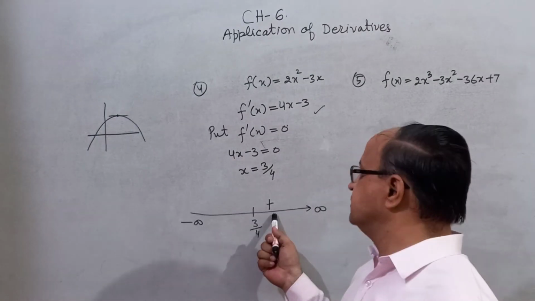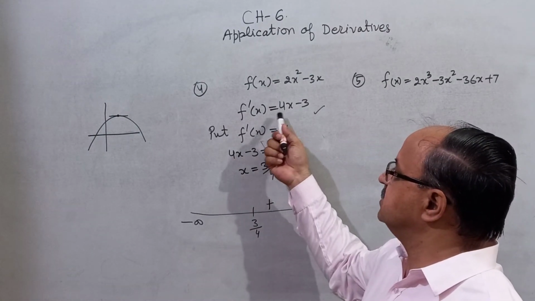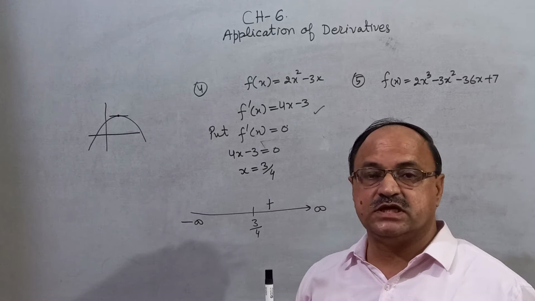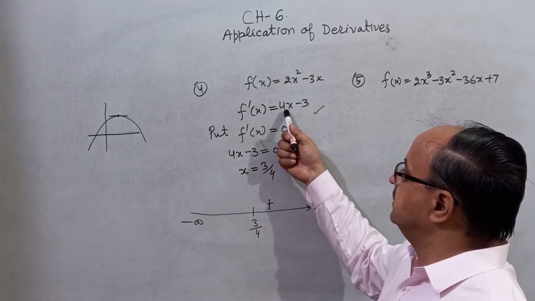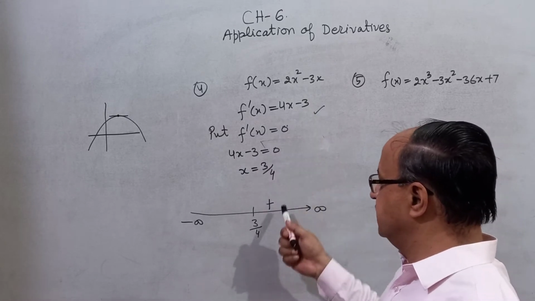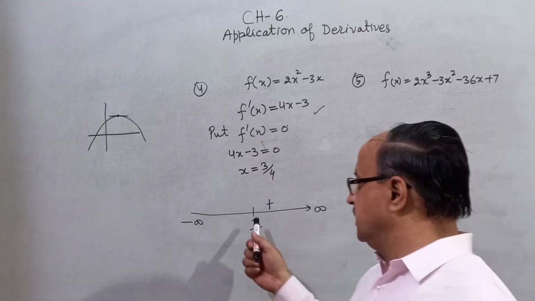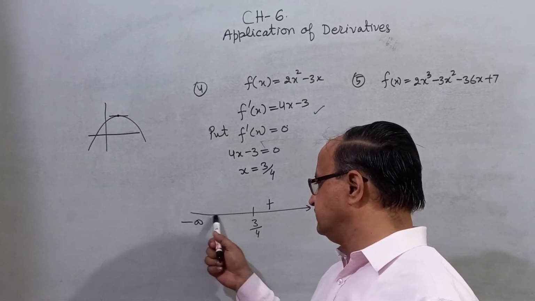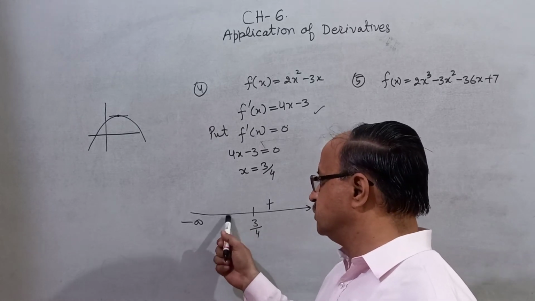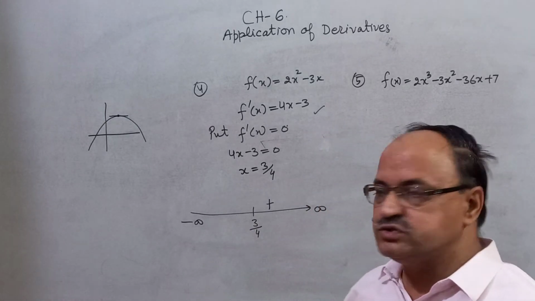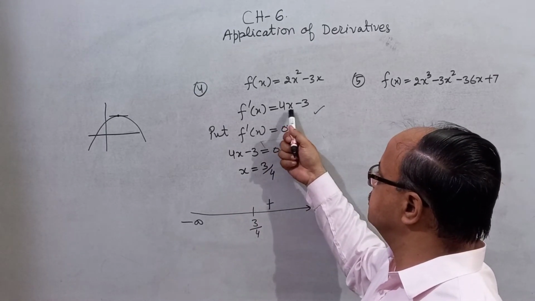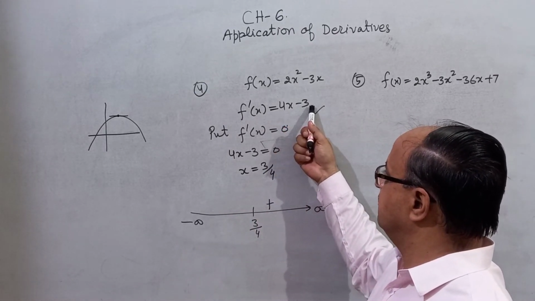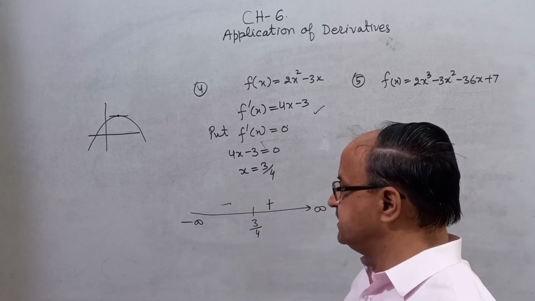If I choose x is equal to 1 and put x is equal to 1 in f dash x, in the simplest form, when you put 1 here, 4 minus 3 is 1, which means positive. If you choose any value from the other interval, you can choose 0. Suppose we choose 0. When you put 0 here, 4 into 0 is 0, 0 minus 3, which means negative.